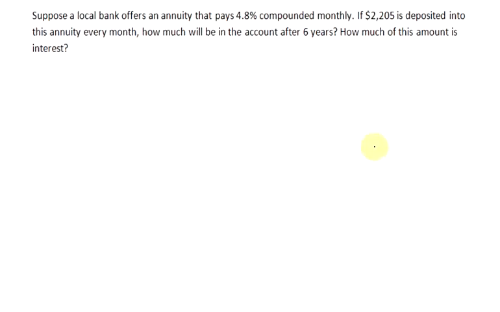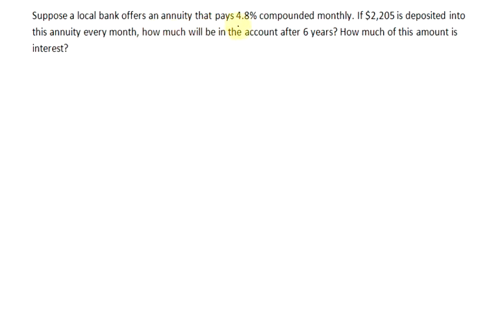Our example reads, suppose a local bank offers an annuity that pays 4.8% compounded monthly. If $2,205 is deposited into the annuity every month, how much will be in the account after 6 years? And we also want to find how much of the amount is interest. So let's take a second and write down what we know, what the information is that we are given.